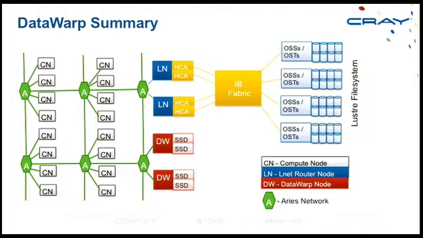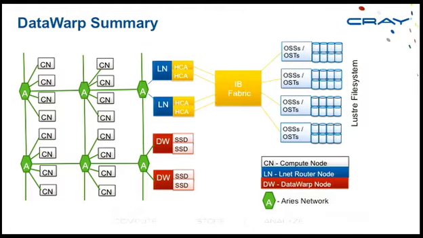On the left, we have thousands of compute nodes on our Aries network. These are the green hexagons. Then on the bottom right in red, we have DataWarp nodes, which have a pair of NVMe flash SSDs in them, and they're directly on this specialized Aries network.